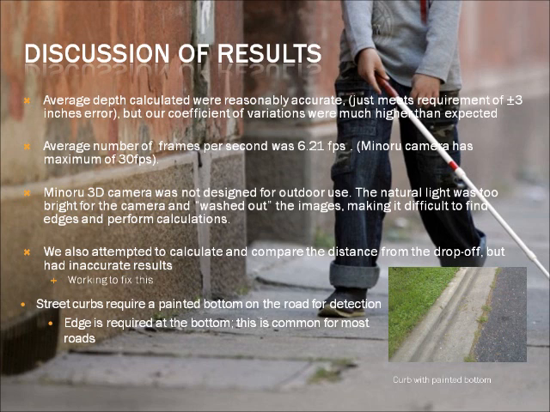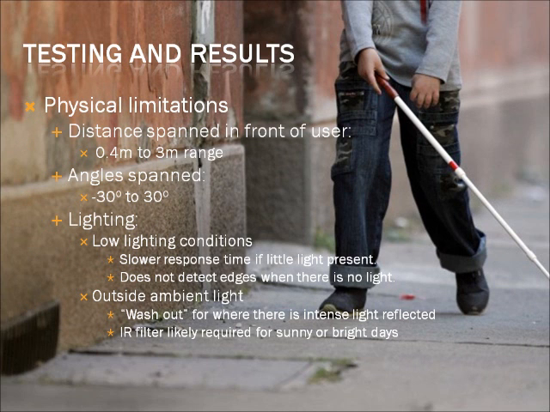It was also required for a street curb to have an edge on the road, so there is an edge to compare with the edge of the curb, as seen in the picture above. We also had issues with calculating the distance between the user and the drop-off, but are currently working to fix this issue. After testing, we were able to define the physical limitations of our system.